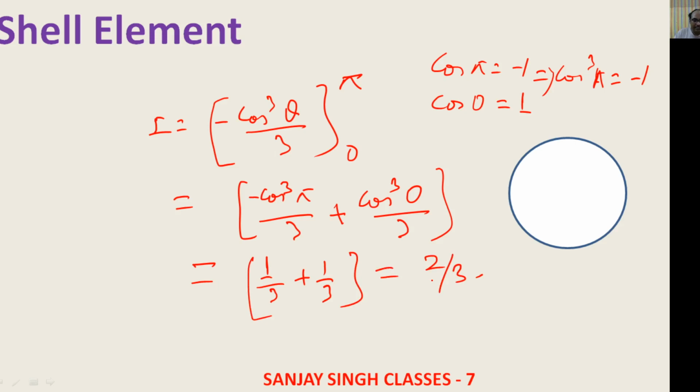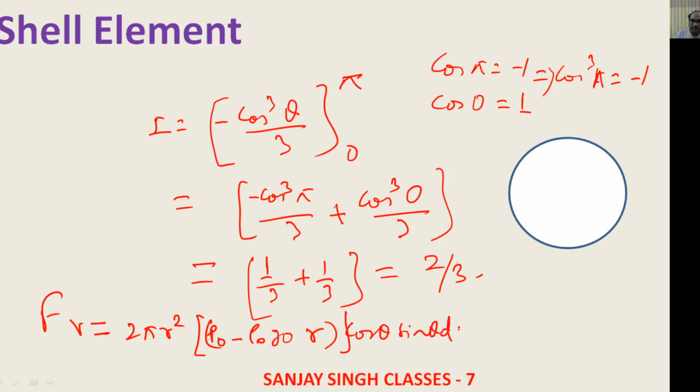Now the original expression was Fv equal to, so that first part of the expression has become 0. So 2 pi r square and P0 minus rho 0 z0 r minus r cos theta. Okay, so r minus r cos theta will not be there. We have utilized it. With this, the integration of cos theta sin theta d theta, so this part has become 0, right?